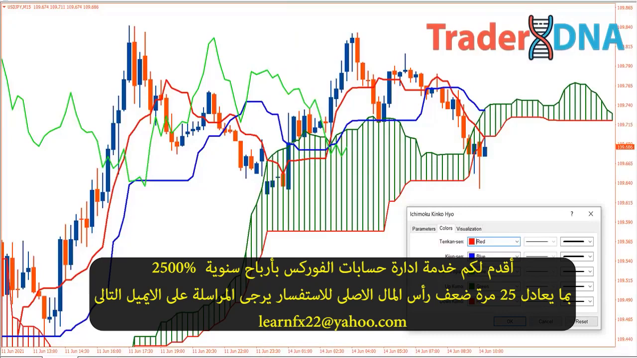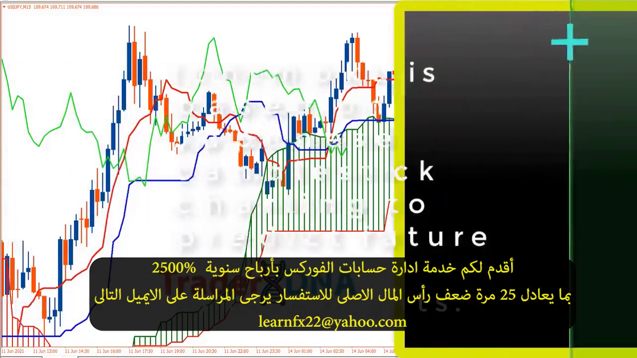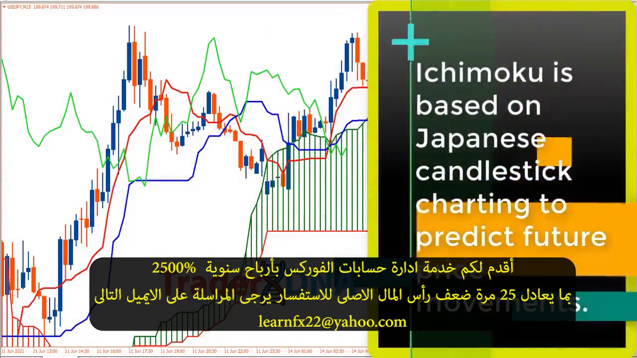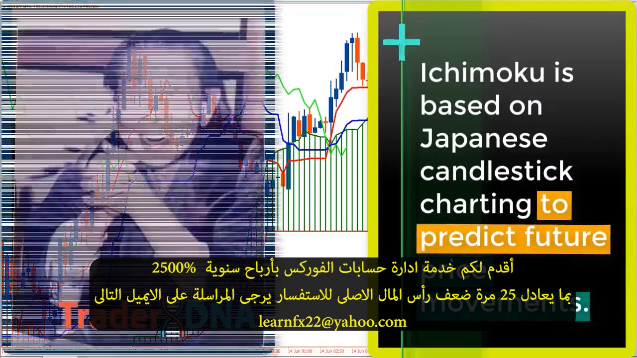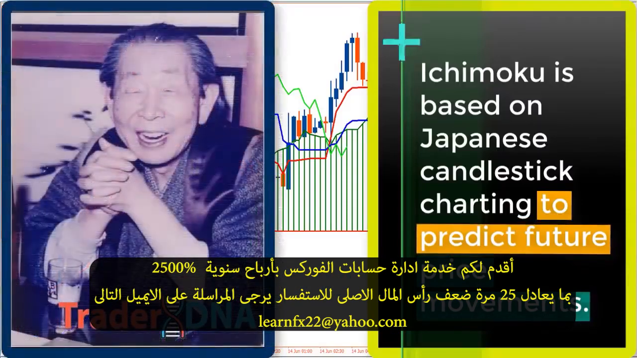Ichimoku Kinko Hyo is a type of technical indicator analysis method that is often simply called Ichimoku. It is based on Japanese candlestick charting to predict future price movements. Only in the 1960s did Ichimoku come to the attention of the public when a Japanese journalist named Ichimoku Sanjin, also known as Goichi Hosoda, released it publicly after 3 decades perfecting it.